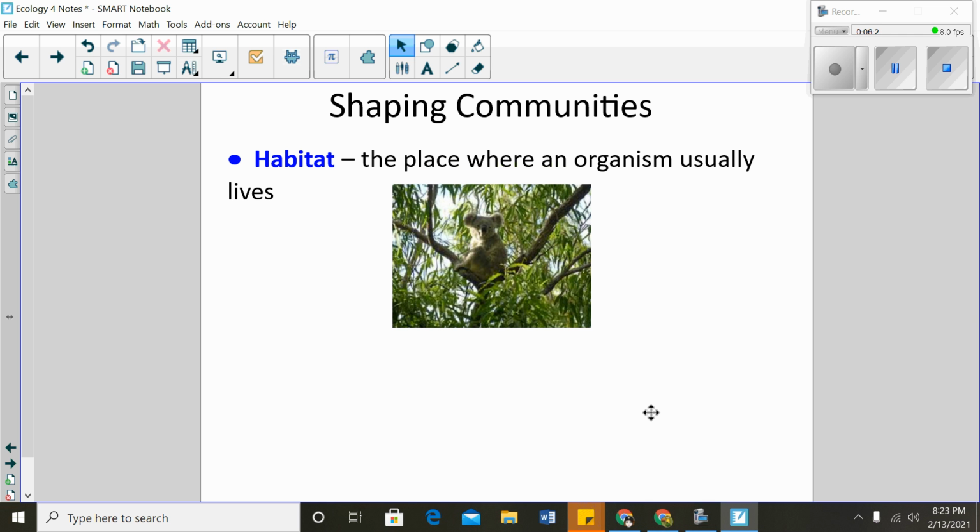The habitat itself is the place where an organism usually lives. So we want habitats to stay in place, but oftentimes they're destroyed. And if that's destroyed, any organism in there, their life would be affected as well. So that's how communities are shaped.